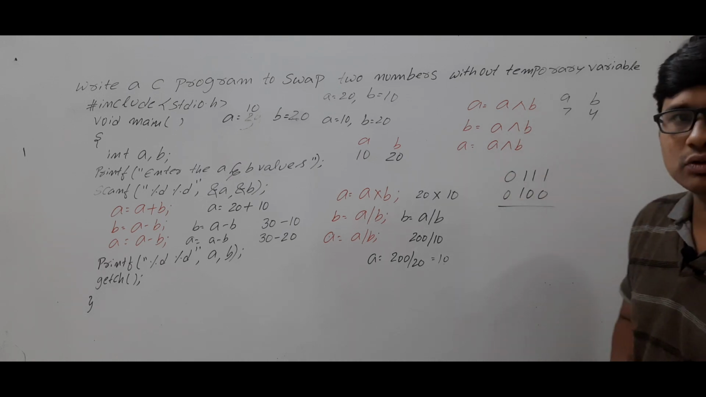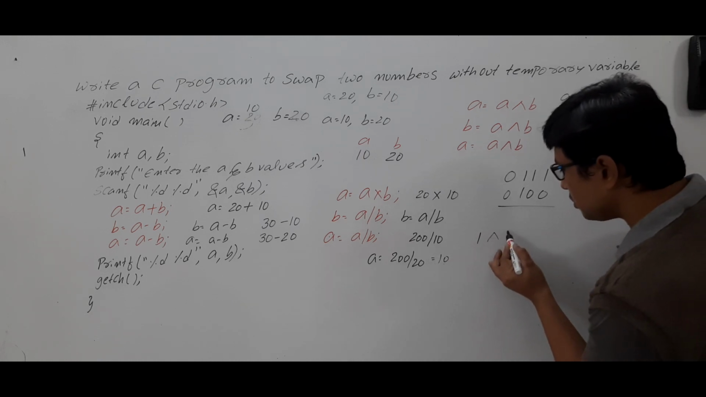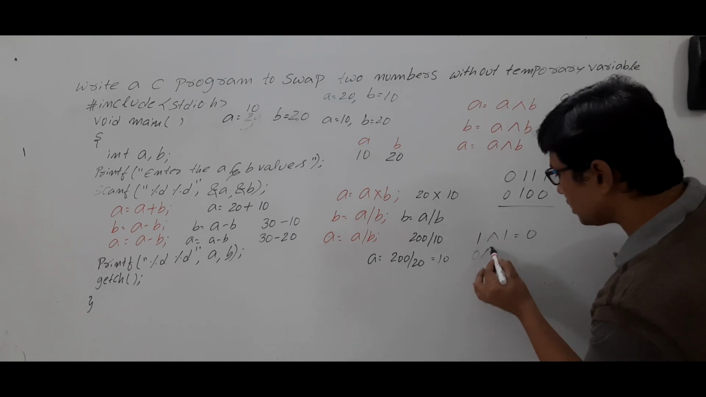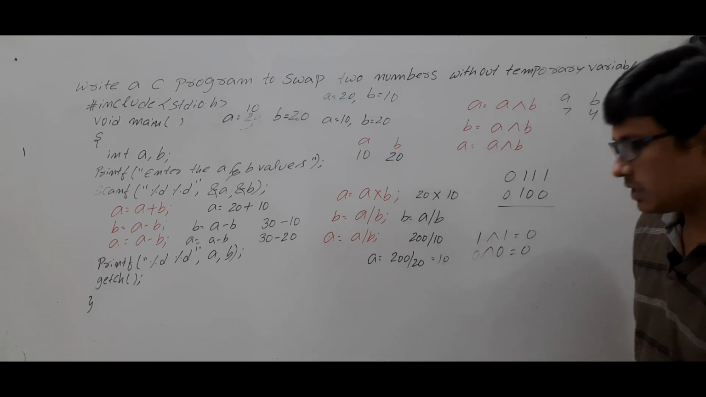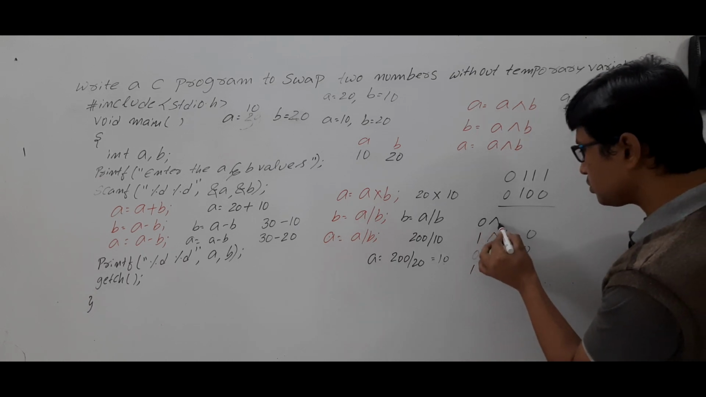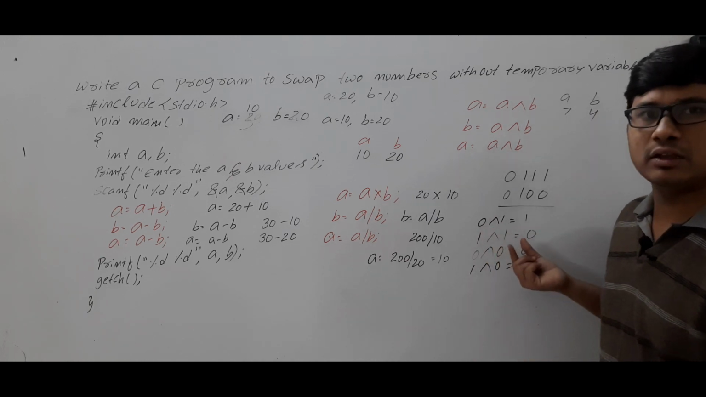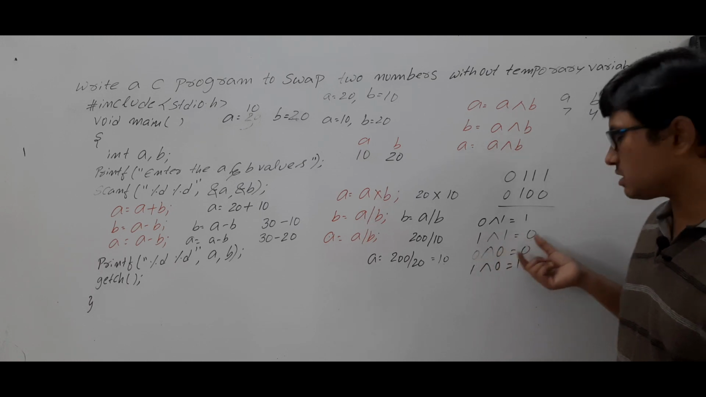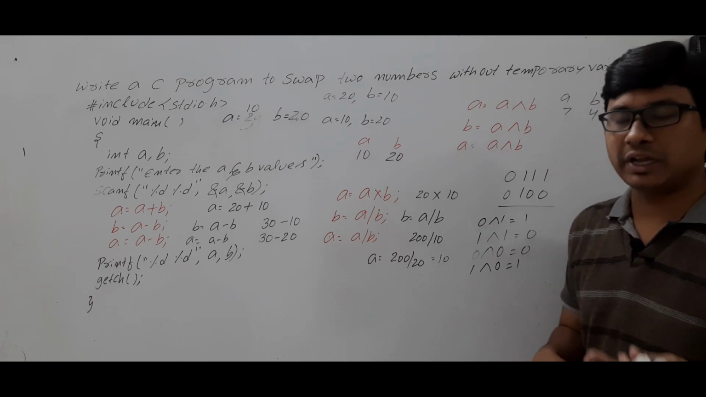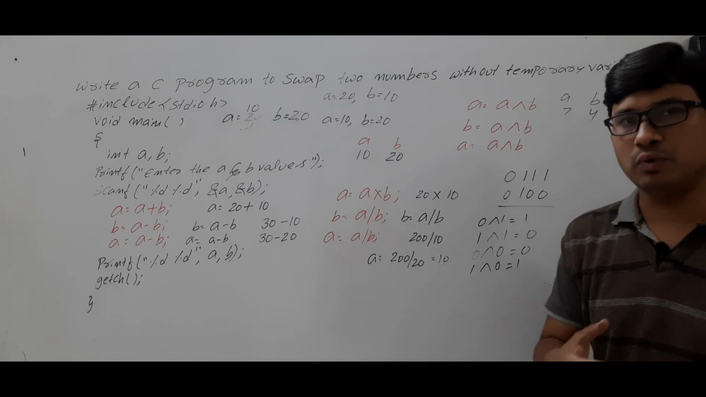Now what is the exclusive OR? If both the inputs are same, means 1 exclusive OR 1, you will get the value 0. 0 exclusive OR 0, you will get the value as 0. 1 exclusive OR 0, you will get 1. 0 exclusive OR 1, you will get 1. So if both the inputs are different, you will get the output as 1. If both the inputs are same, you will get the value as 0. Is it clear? In the operators concept, I have discussed the bitwise exclusive OR clearly. If you have any doubt, please go and watch that video.